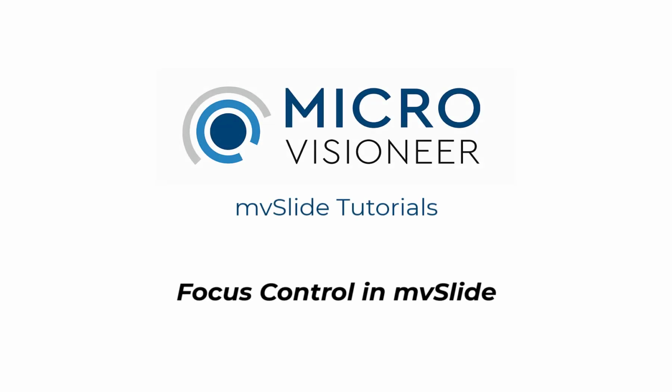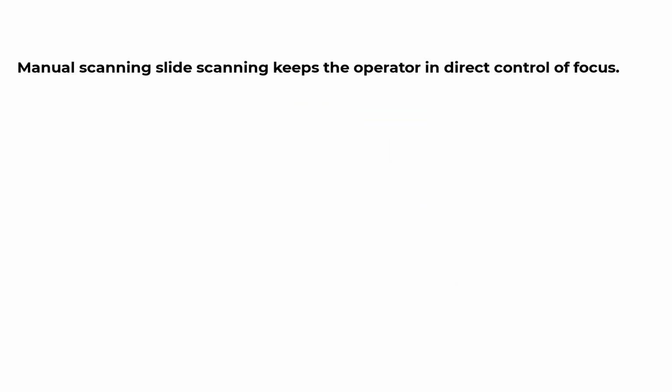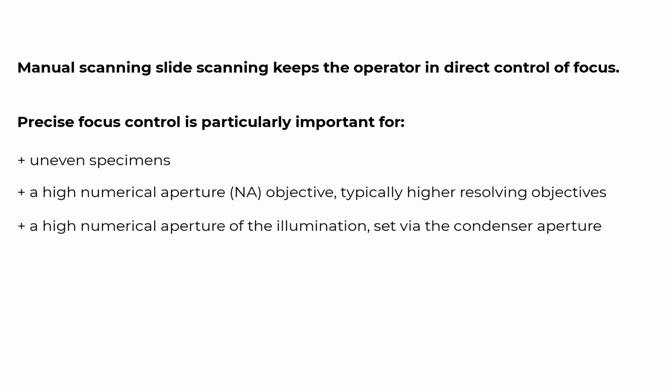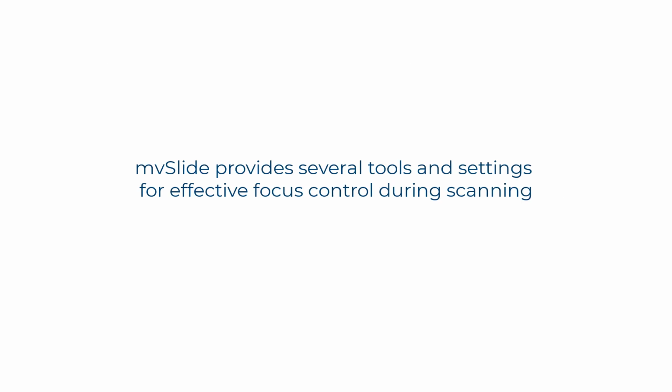During manual slide scanning with mvSlide, the operator remains in direct control of focus throughout the scan. This is particularly valuable for uneven specimens, high-resolution objectives, or setups in which the optimal focal plane may change across the slide. mvSlide combines several complementary tools and settings to help the operator maintain focus throughout the scanning process, which is shown in this tutorial.